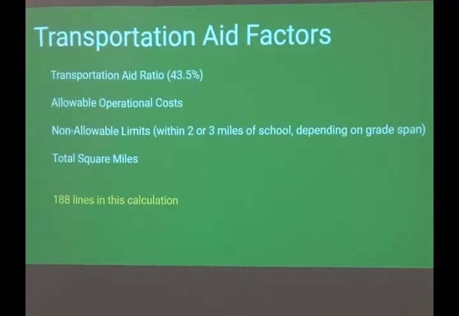As you can see, our effective aid ratio is 43.5% on allowable operational costs. It's a 188-line calculation. When we are providing transportation up and above the state limits, we get less money back on those expenditures. We do receive money back on our out-of-district. Just to give you a few years back, we've looked at sometimes changing how we provide transportation, and I think we have to look at that every year. I'm talking about some of our out-of-district, not kids we place, but maybe children going to, for example, Riverdale Country Day, and we try to be as efficient as possible on some of those private school routes.